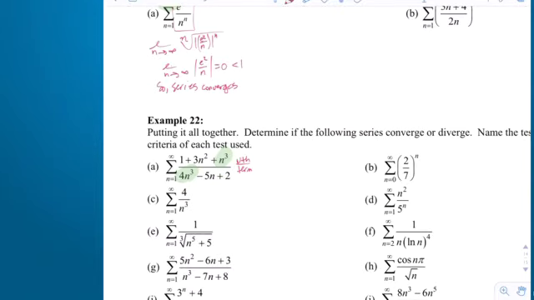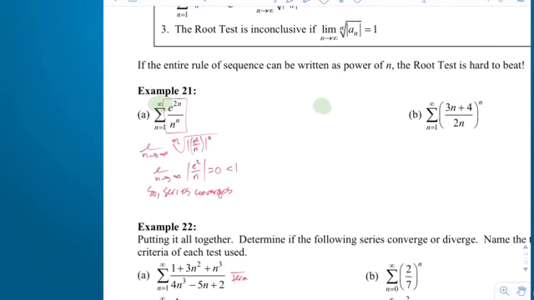We'll start over with example 22 after lunch. Pretend we didn't even do that. It was a nice clean break on the previous example. Have a great lunch.